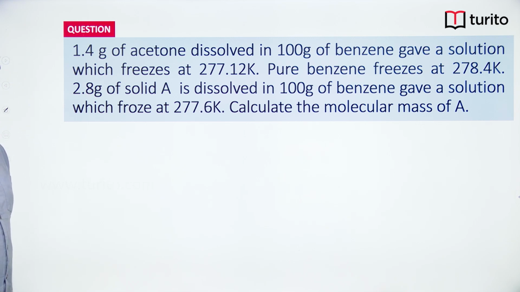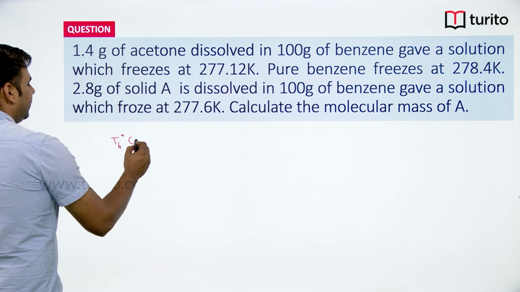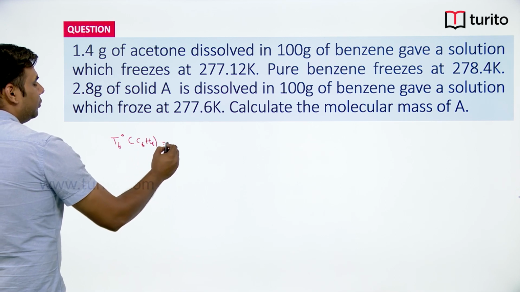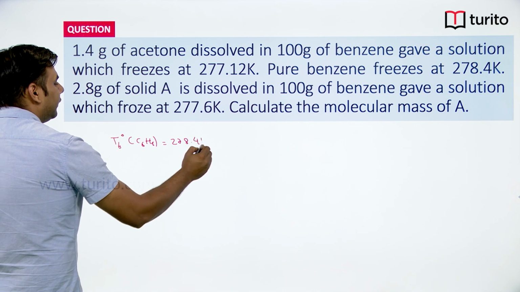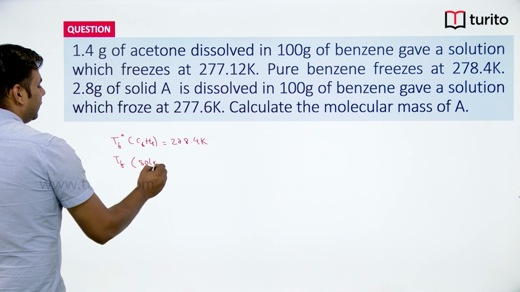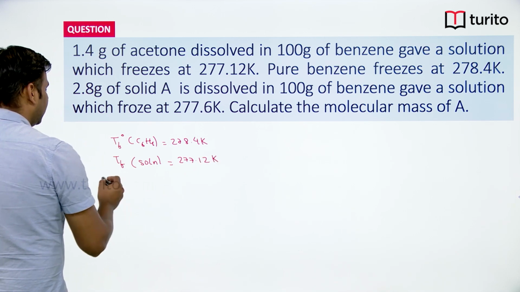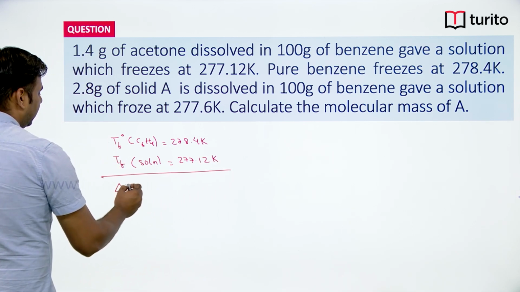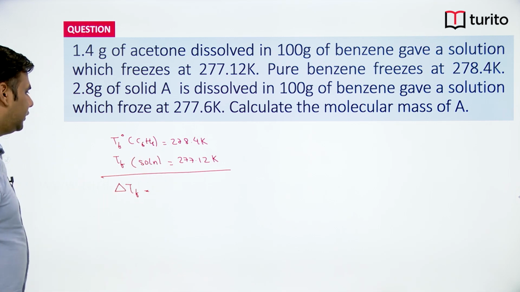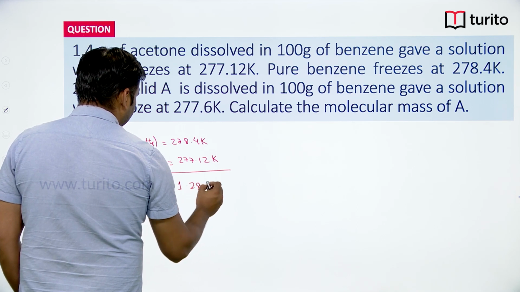I hope you have a pen and a paper with you and you are attempting the question. So initially data has been given to us. We know that the freezing point of pure benzene is 278.4 Kelvin. Now the freezing point of the solution is given as 277.12 Kelvin. So the depression in freezing point would be pure solvent minus solution. So you can calculate this. So this is 1.28 Kelvin.